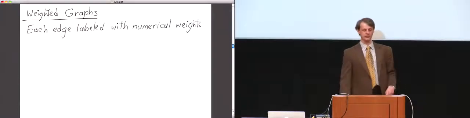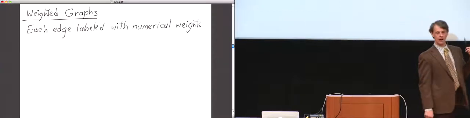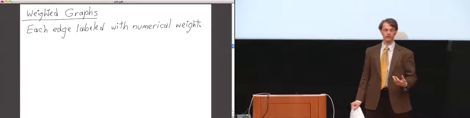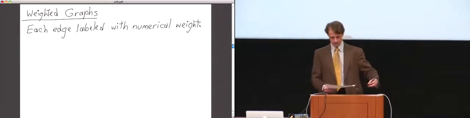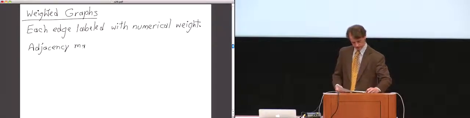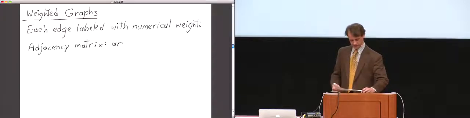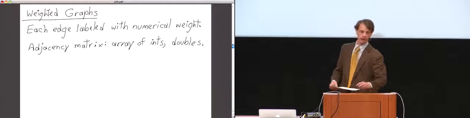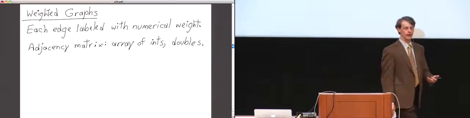Now, when we have a weighted graph, we have to change our data structure a little bit to have somewhere to put these numbers. How we do that depends on whether we're using an adjacency matrix or an adjacency list. If you're using an adjacency matrix, typically instead of an array of Booleans, you would use an array of numbers. It could be an array of ints or doubles or whatever, depending on what numerical type is appropriate for the weights that your application is using.